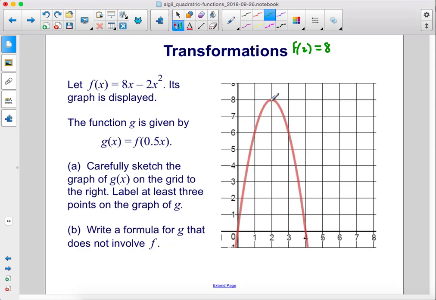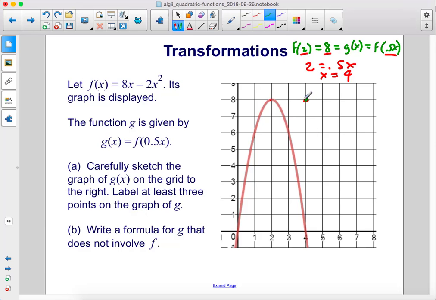And so if we want to know where this point is going to move to, we can just say, well, what point g of x equals 8, and then g of x equals f of 0.5x. So these are all equal, which means that we can set f of 2 equal to f of 0.5x. Therefore, 2 equals 0.5x. So when we solve for x, we see that x equals 4. So when x equals 4, y is going to equal 8. So this point has now moved over here.